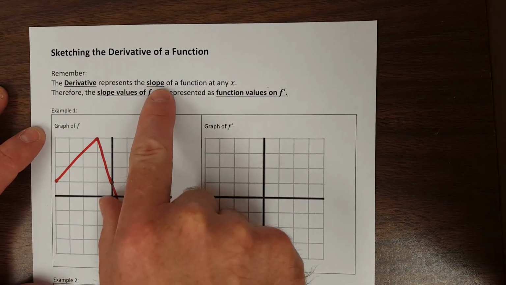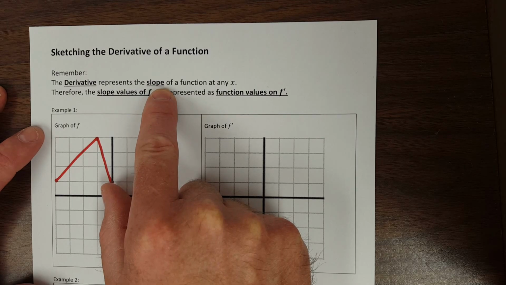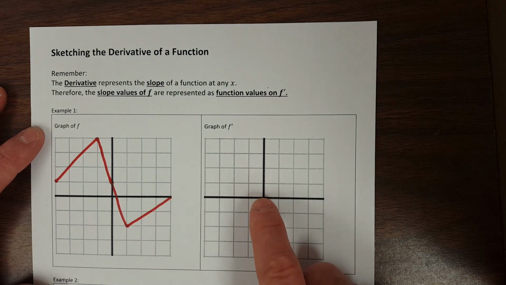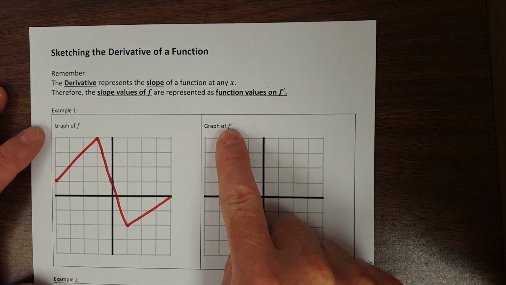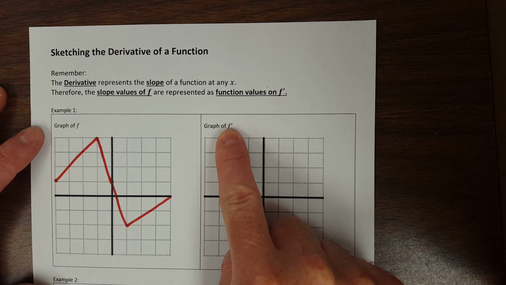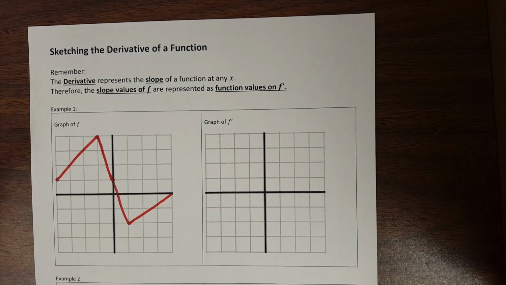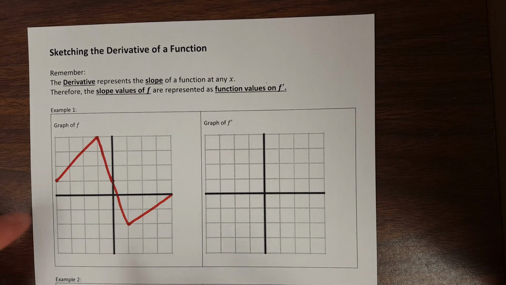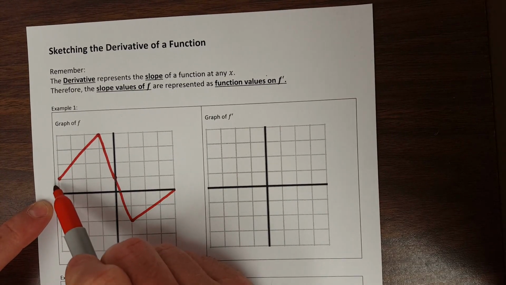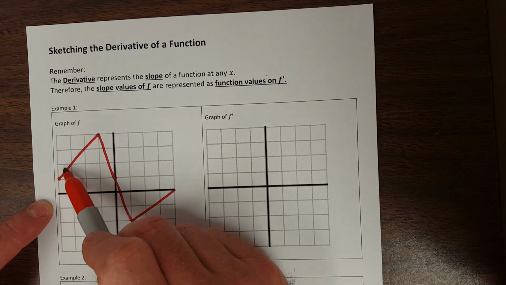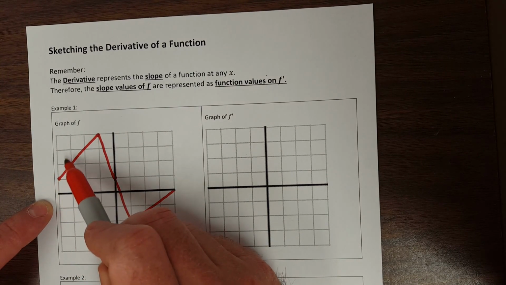So a couple things to remember. The derivative represents slope. Therefore, the slope values on these graphs are going to be plotted on our derivative, on our f prime graph. Starting off with a basic example here, these are just line segments, and we know on a line the slope remains constant. From the x values of -4 to -1, this line has a constant slope of 1. There it is, right up 1 over 1.